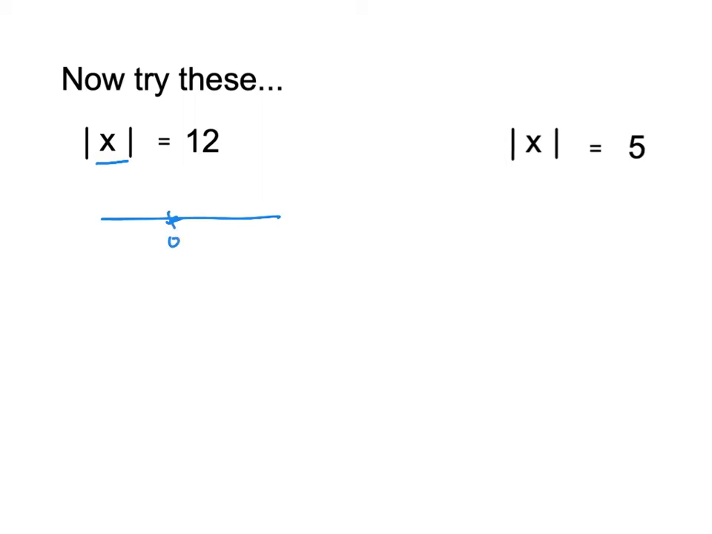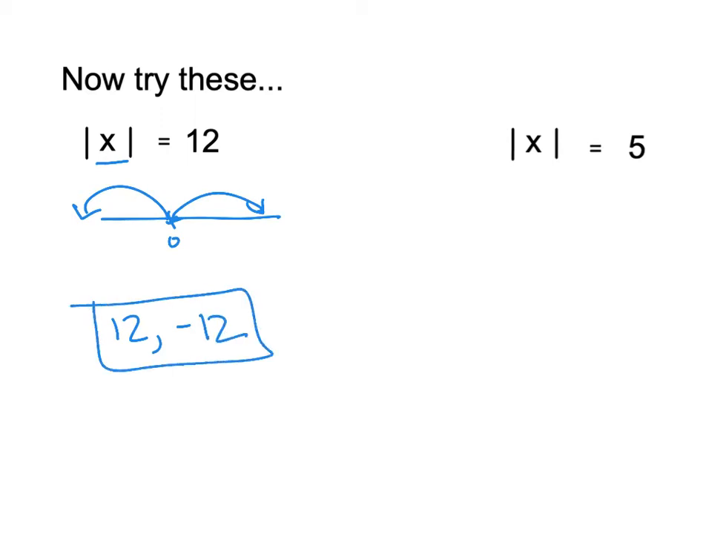Here's 0 on a number line. What number is 12 away this way and 12 away this way? So on the right-hand side, it would be a positive 12. On the left-hand side, it would be a negative 12. We have two answers that have an absolute value of 12.